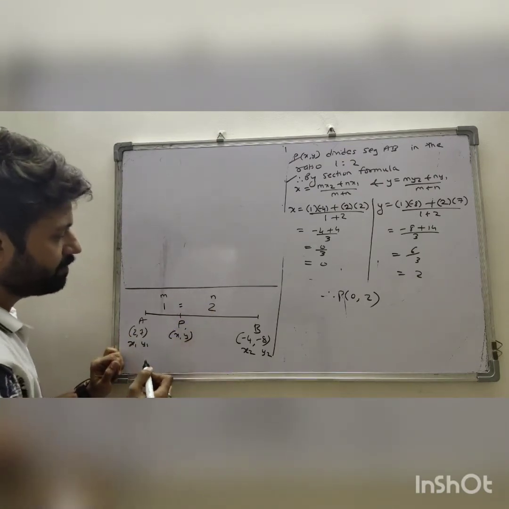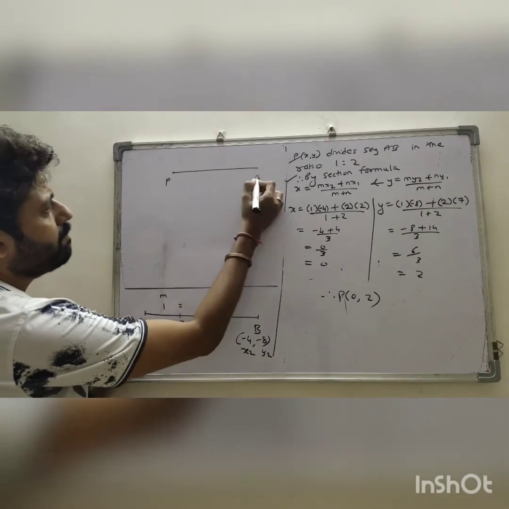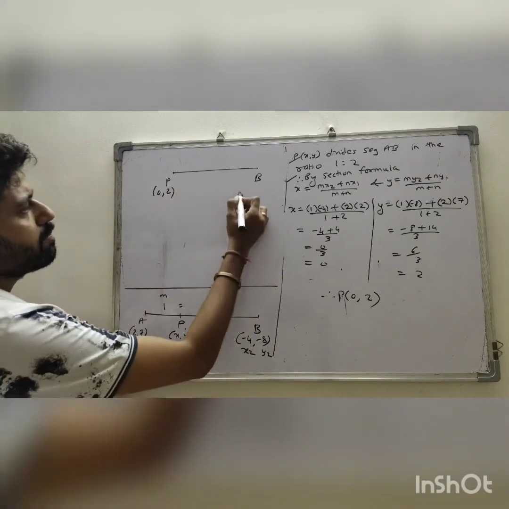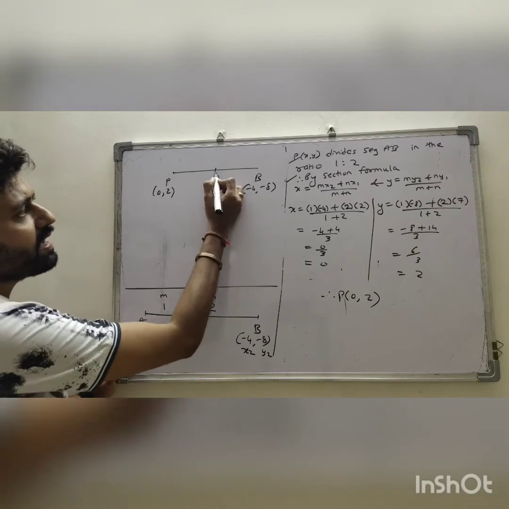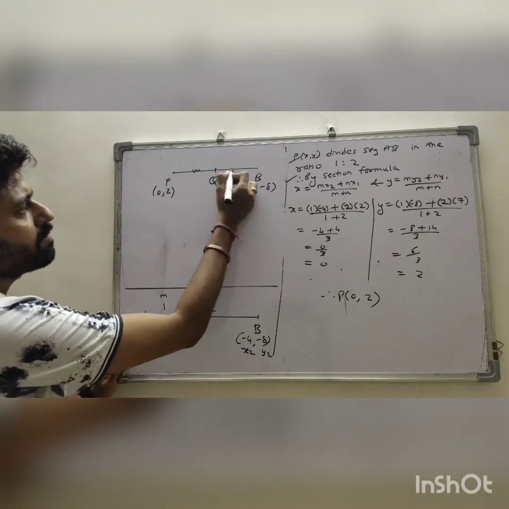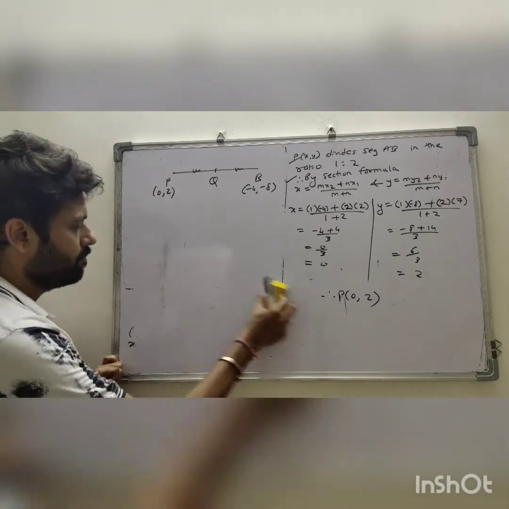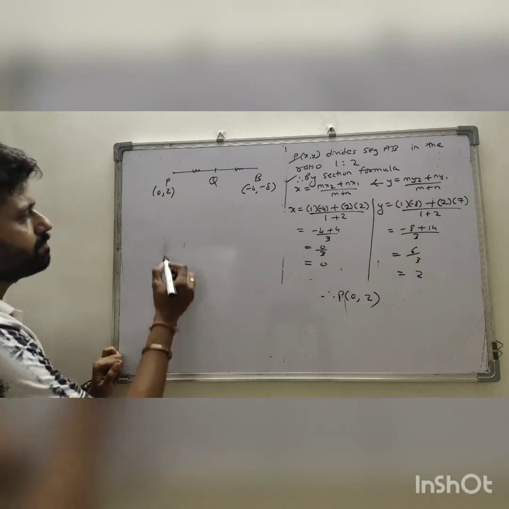After finding B, I am drawing segment PB. P is (0, 2), B is (-4, -8). And if you remember, Q is exactly in between. This is the diagram of the next part of the sum.